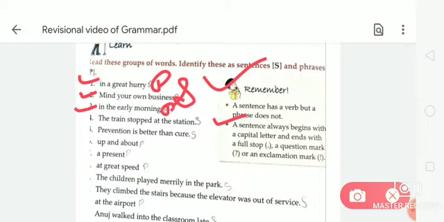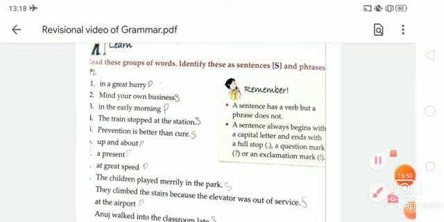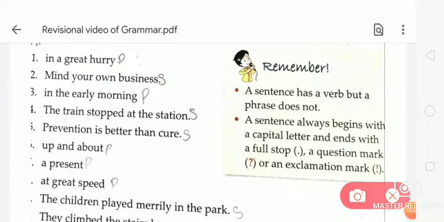Third, "in the early morning." What is this, phrase or sentence? It is a phrase, so we write P. Fourth is "the train stopped at the station." Is it a sentence or phrase? It is a sentence, so we write S, because the first letter begins with a capital letter and it ends with a full stop. This group of words makes sense, so it is called a sentence.